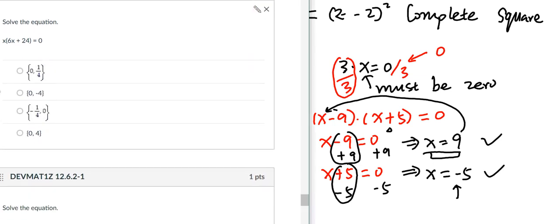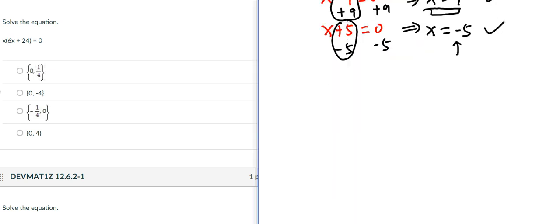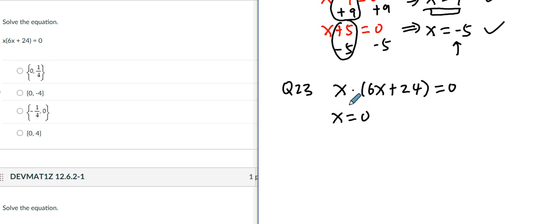Now, here probably is even easier. You see question 23. You have one factor times 6x plus 24 is 0. Then you have either this factor is 0 or 6x plus 24 is 0. You have two possibilities. So which one then?